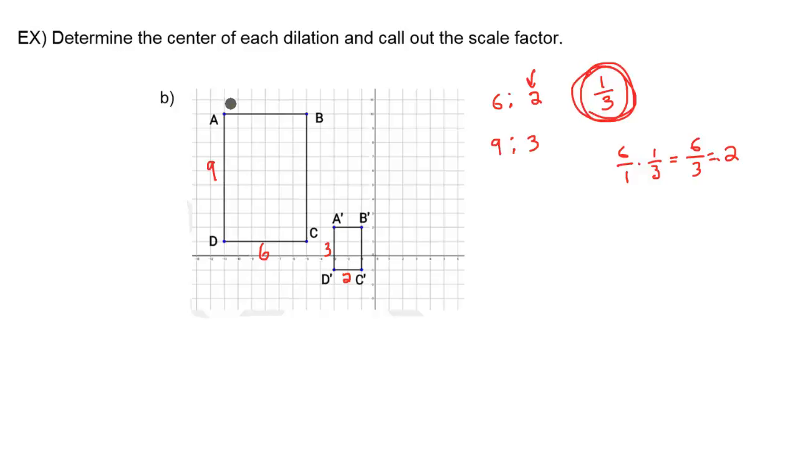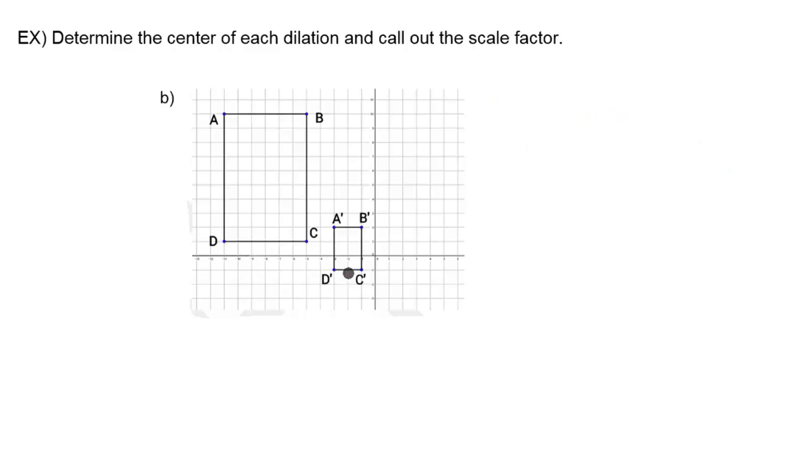Now we want to find the center. So we want to start connecting points here. So D prime and D, we want to draw a line between those two, and there's that line, and it looks like the slope is down 1 and then over 1, 2, 3, 4 to get to another point. So it's like down 1 over 4 and then down 1 over 4 again.